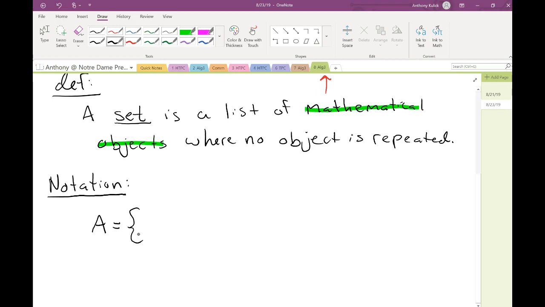And then perhaps we're talking about the set of numbers that are 3, 4, 5, 6, in which case we can just list those numbers. And then we put another curly bracket at the end. So here we have a set that contains just 4 numbers, right? If you have a set whose list ends, we call that a finite set.